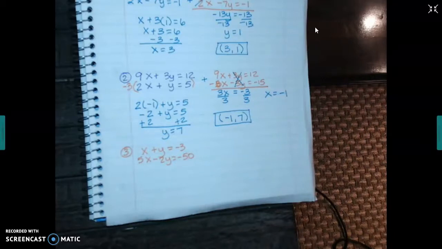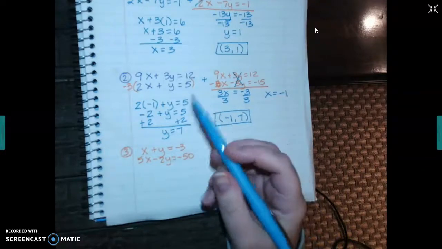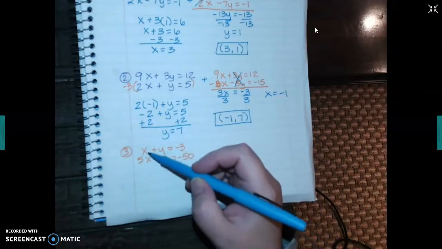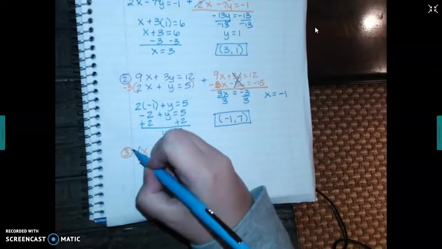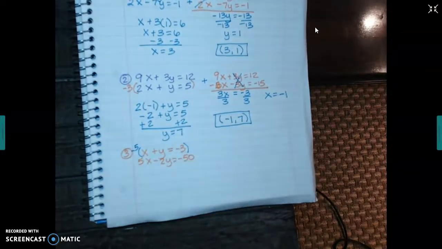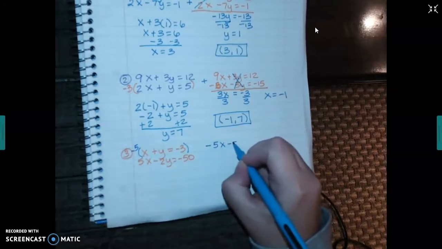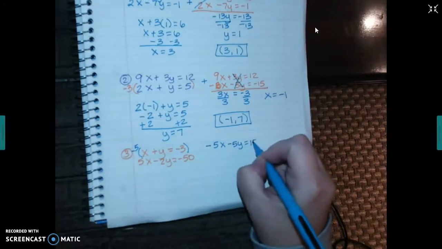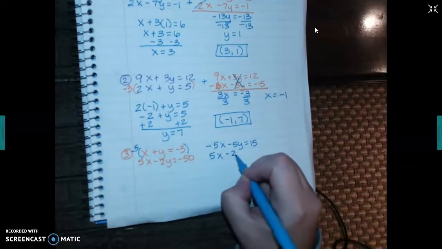But again, I'm going to always suggest that you use addition. And in order to use addition, you're going to need opposite terms. I'm going to choose to make my x's into opposites for this example. So I'm going to multiply this top equation by negative 5. When I do that, I get negative 5x minus 5y equals 15. Your second equation will stay the same.